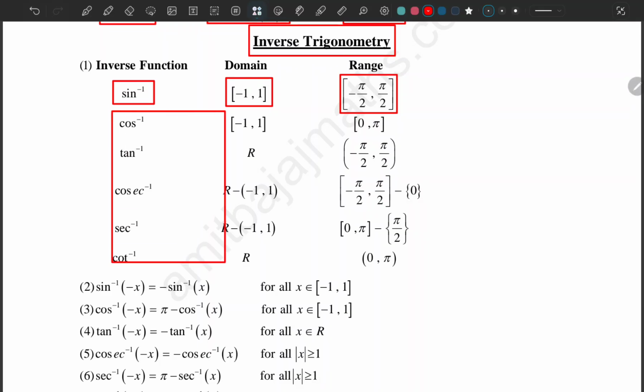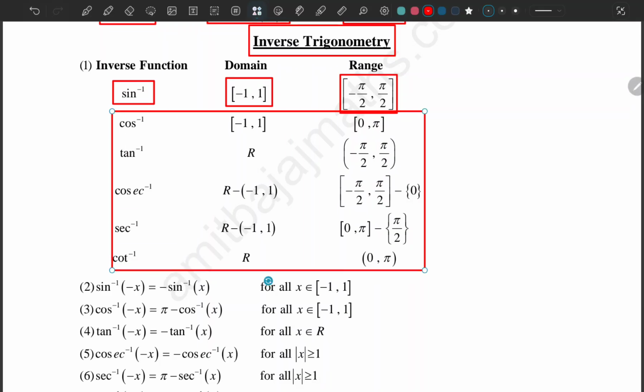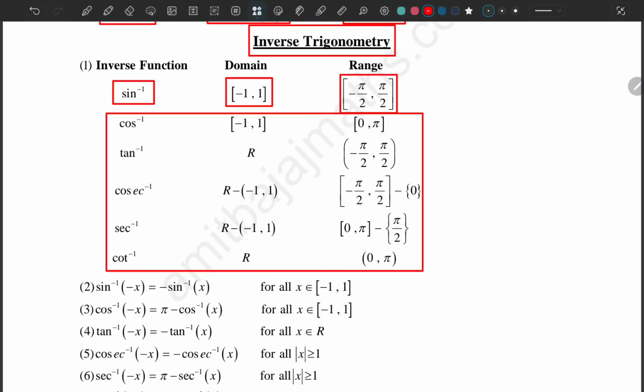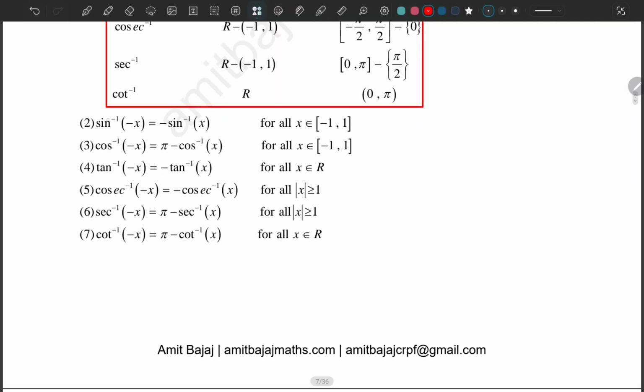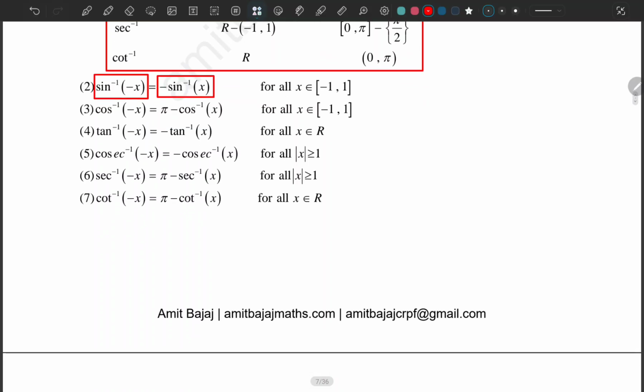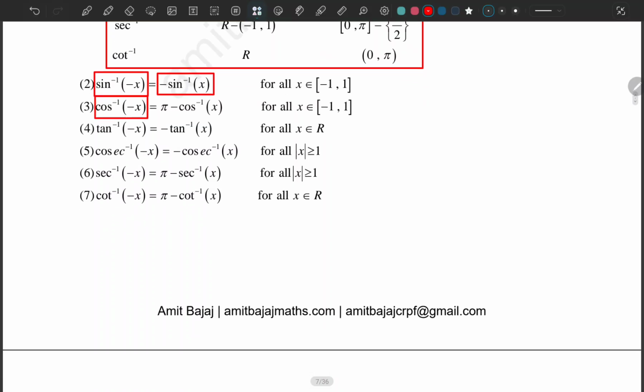And same for all the stuff. I don't need to just tell them, you just have to write them down, or maybe just remember this or claim it. What do I say? Sine inverse of minus x is minus sine inverse of x. You can check out the domains. Cosine inverse of minus x is pi minus cosine inverse of x, and tangent inverse of minus x is minus tangent inverse of x. That's it.